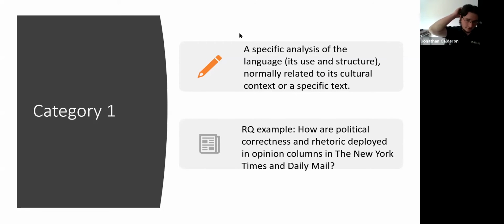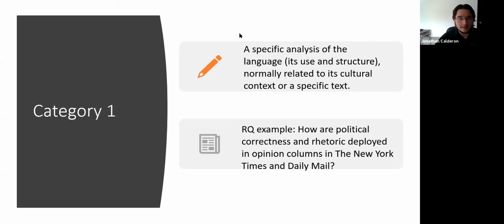Now, we might think, okay, so how do we analyze language? Well, this is a category that I personally think is the most challenging. Why? Because it has to do with linguistics, okay? So the student who dares, and I'm going to say dares, to try and write an extended essay in category 1, he or she must be very good at linguistics, okay?